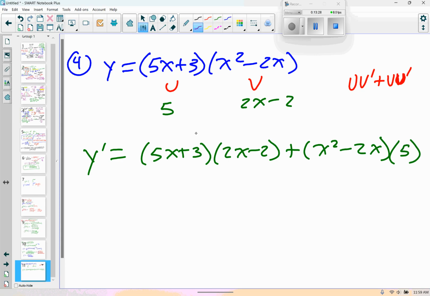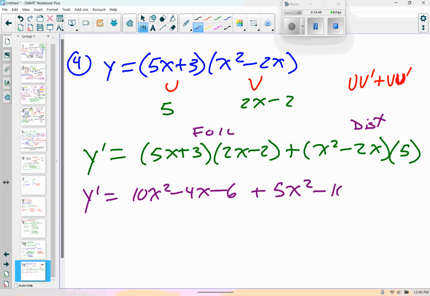If you really wanted to get really cool, you can FOIL this out, distribute over here. So you get y prime equals, let's see if I can do this. That's 10x squared, 6x minus 10x minus 4x minus 6 plus 5x squared minus 10x. Combine like terms, 15x squared minus 14x minus 6. There's our derivative.